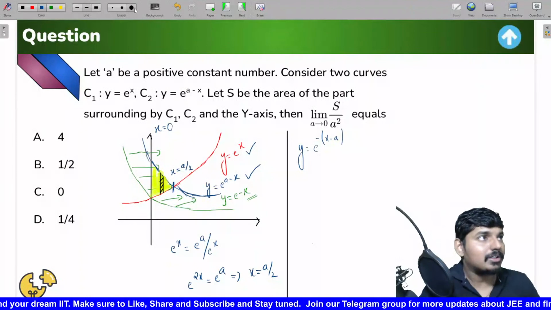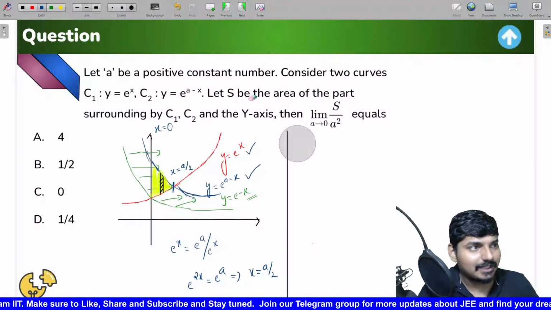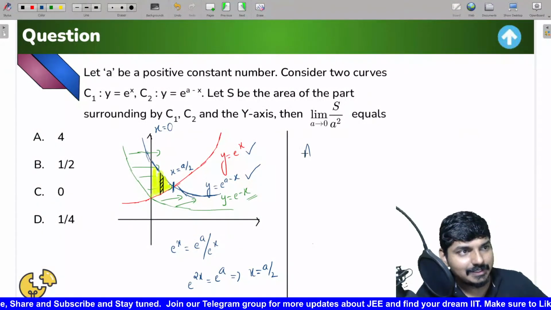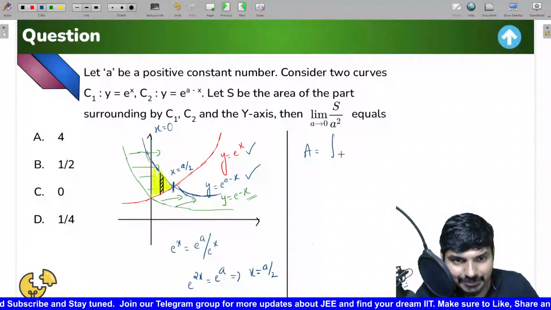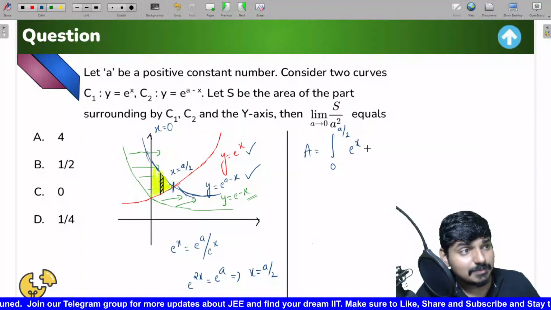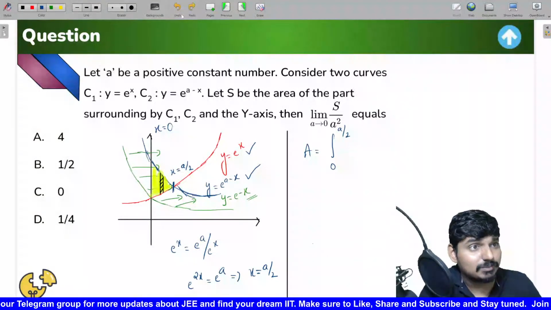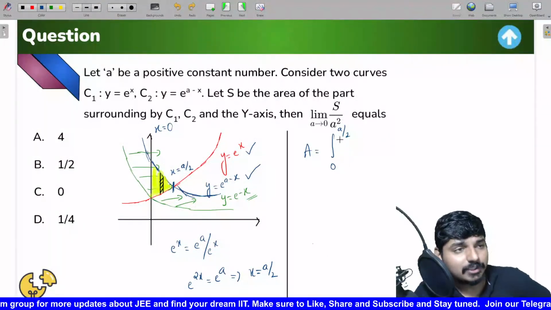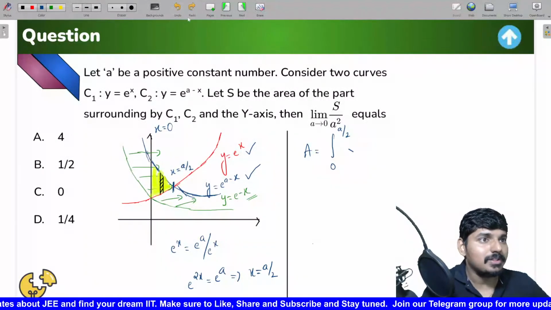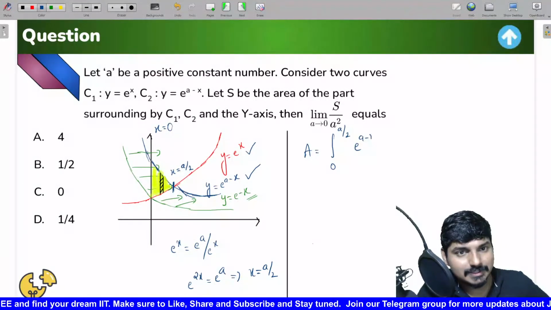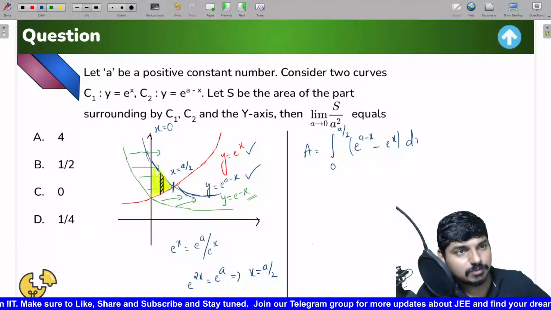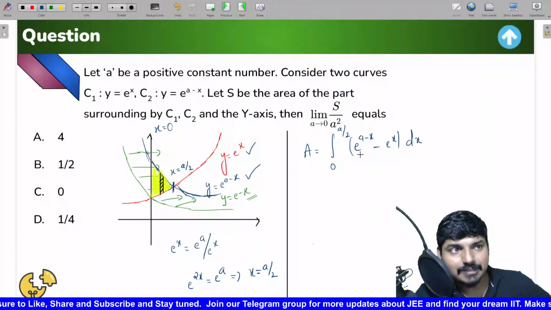So therefore, to find the area that is bounded between these two curves and the y-axis, the area is going to be given by integration 0 to a by 2, e raised to a minus x, which is the upper curve, minus e raised to x, into dx. Guys, this is what you are going to get. Let me solve this one.